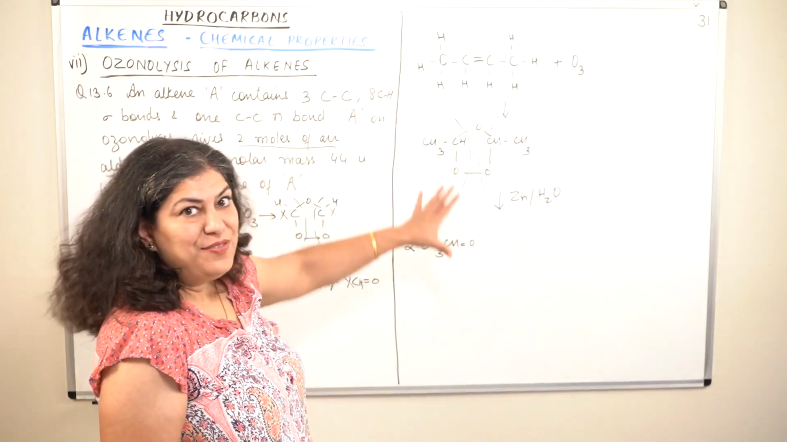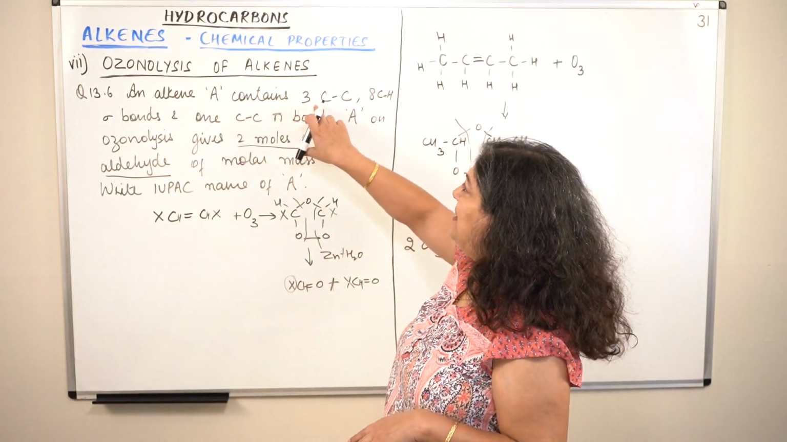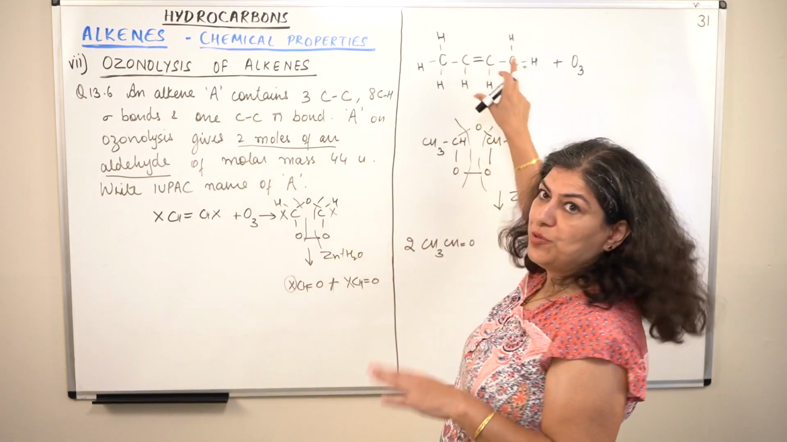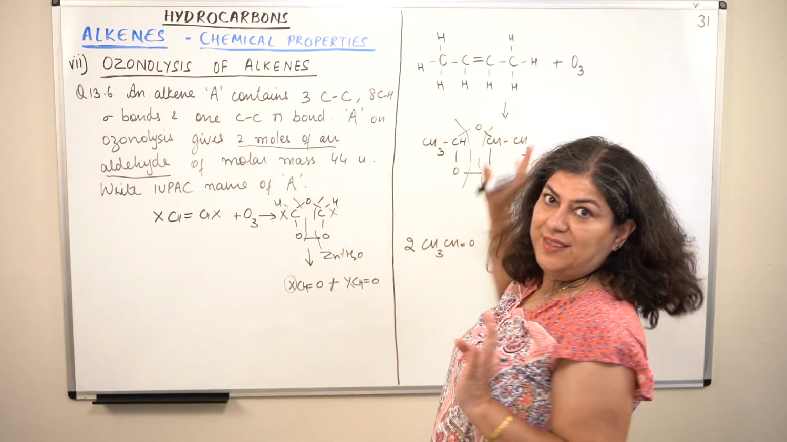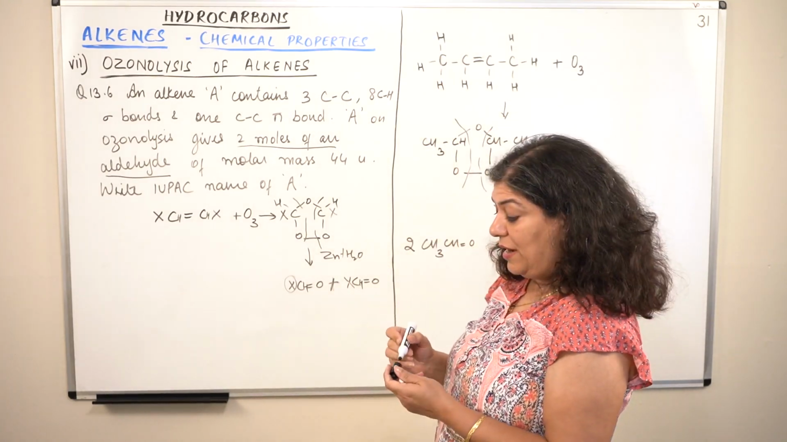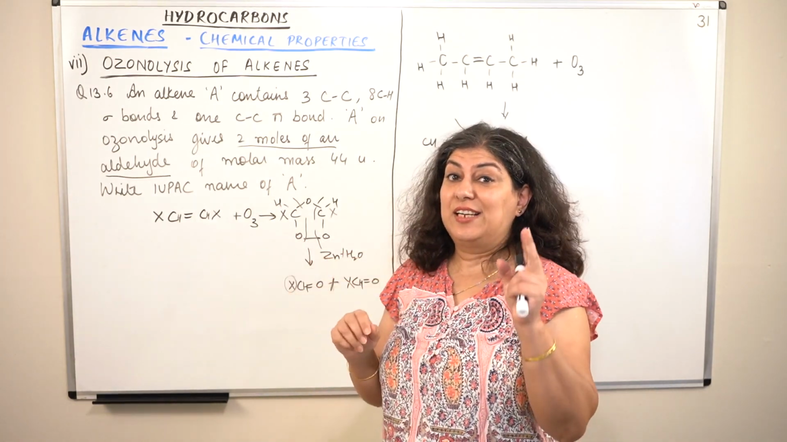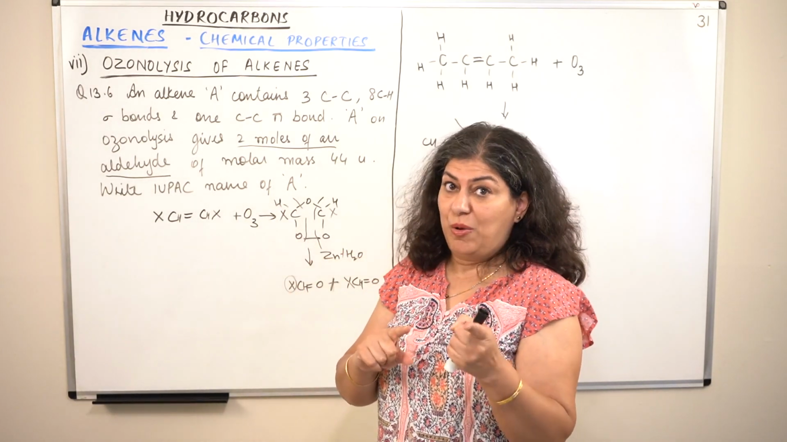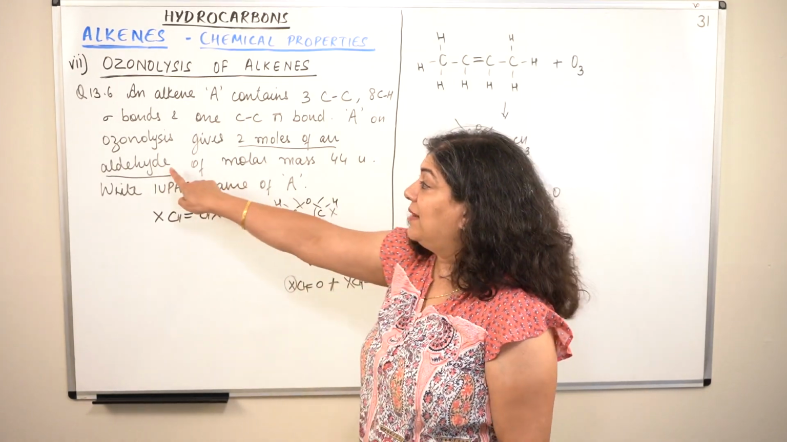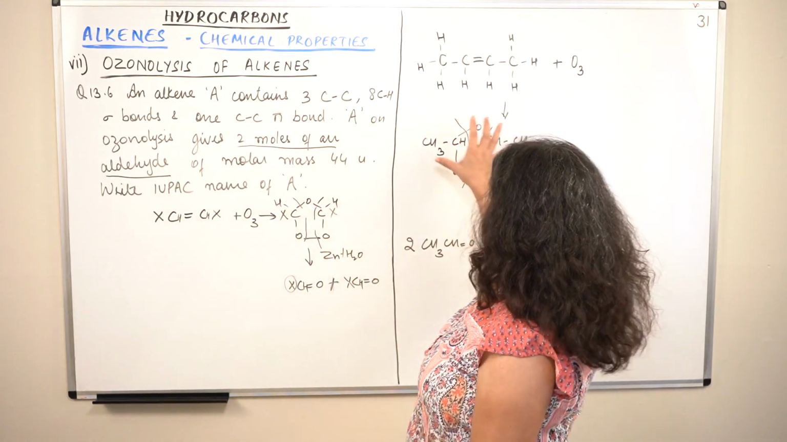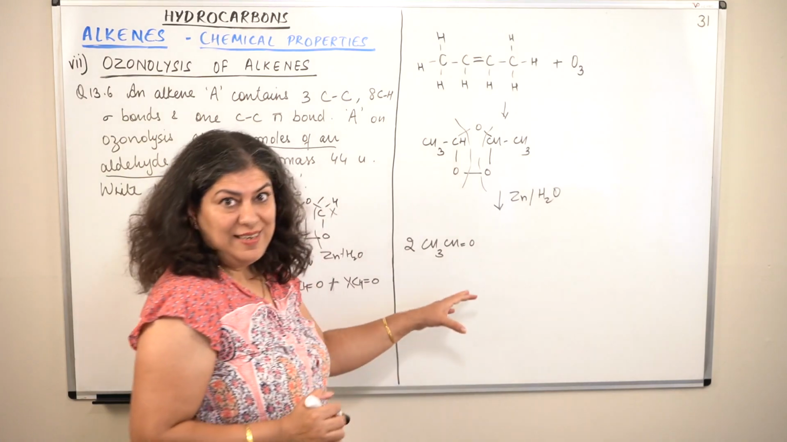Does it satisfy all our needs here? All the hints that were given to us? That there are 3 carbon-carbon single bonds, which means there were 4 carbons. 8 carbon-hydrogen bonds, we have seen that if it's an alkene, 1 carbon-carbon pi bond, in such a way that the product that you get is identical. You get 2 moles of the same compound, and the compound is an aldehyde. So we get 2 moles of this aldehyde. What is this aldehyde? It is ethanal.